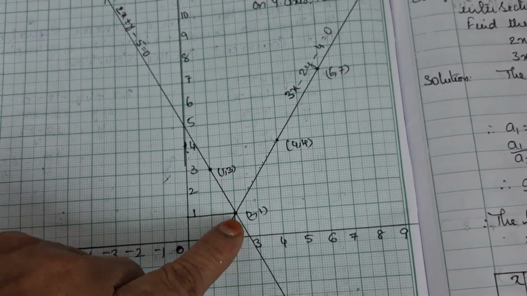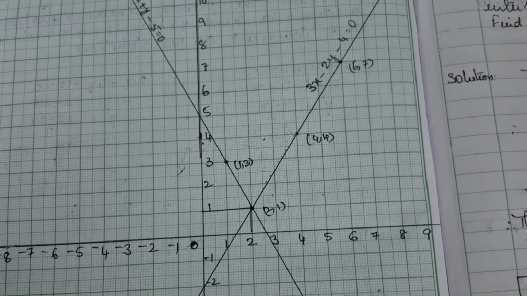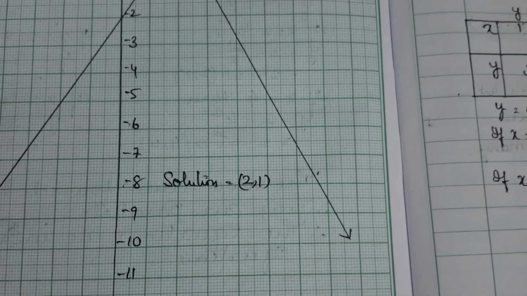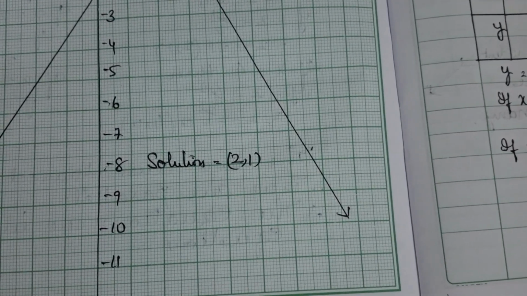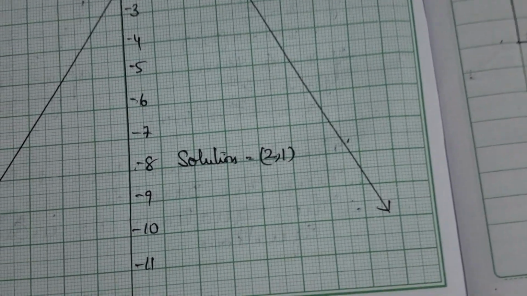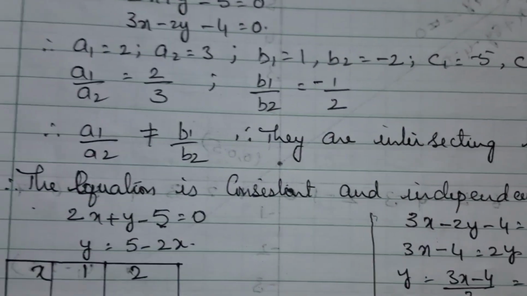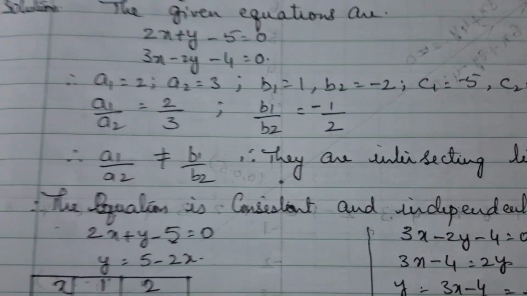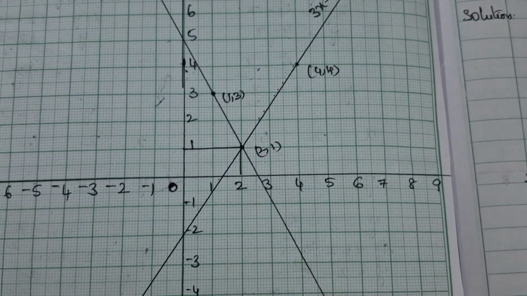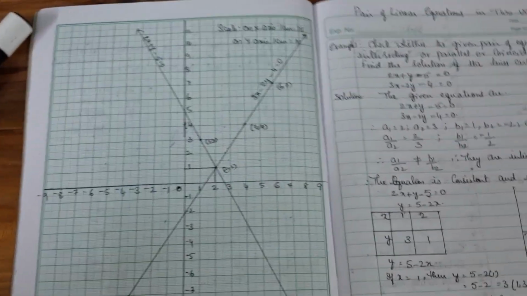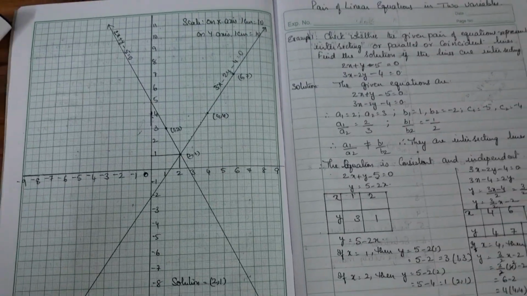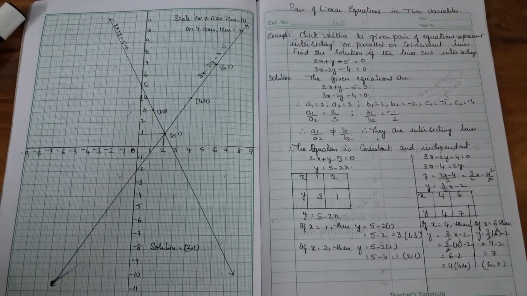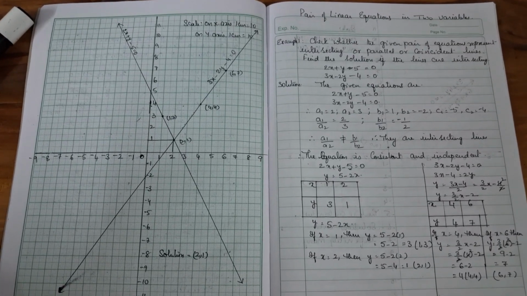Now these two equations are intersecting at this point. What is this point? 2 comma 1. So that point is the solution. So I have written here, solution is 2, 1. So what we have discussed by using the formula, a1 by a2 is not equal to b1 by b2, they are intersecting lines, that we have got in the graph also. So I hope I am clear, children. So this is the graph that you will be getting. Please note it down and do it in your graph.